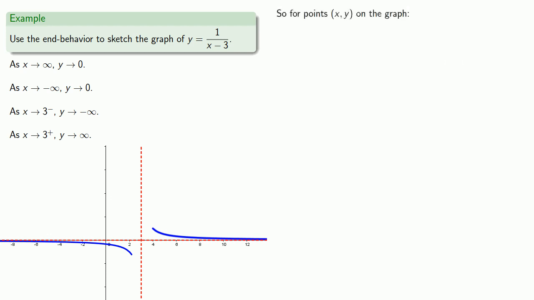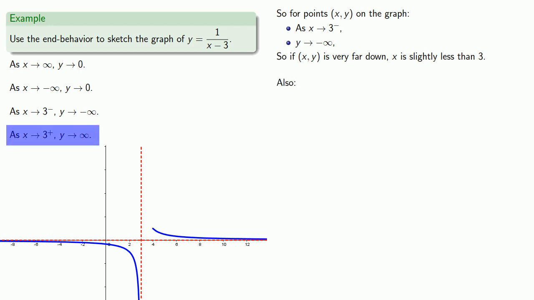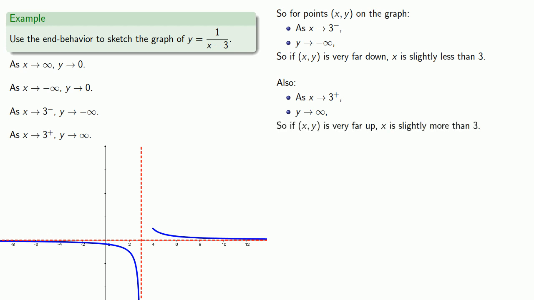So for points (x, y) on the graph, as x gets close to 3 from below, y goes to minus infinity. So if (x, y) is very far down, x is slightly less than 3. So if we follow our points on the graph, as x gets close to 3 but stays slightly less than 3, our points go way, way down. Also, as x gets close to 3 from above, y goes to positive infinity. So if (x, y) is very far up, x is slightly more than 3. And if we follow the points on the graph, as x gets close to 3 but stays a little bit more than 3, our y values go to infinity. We go way, way up.